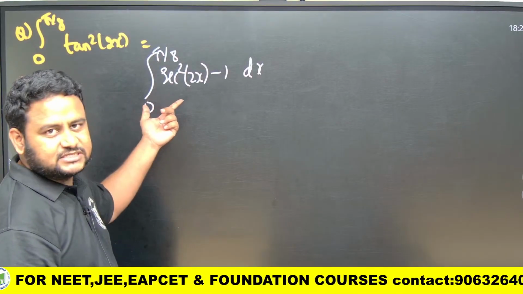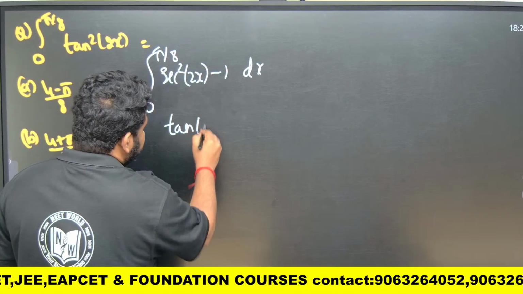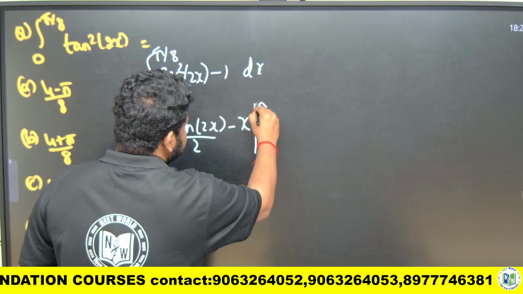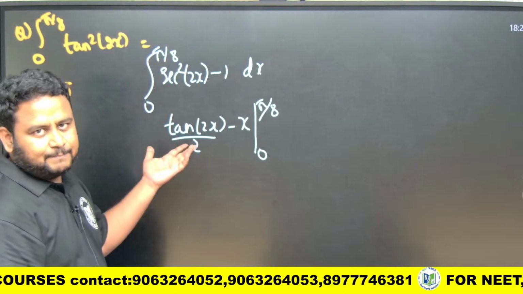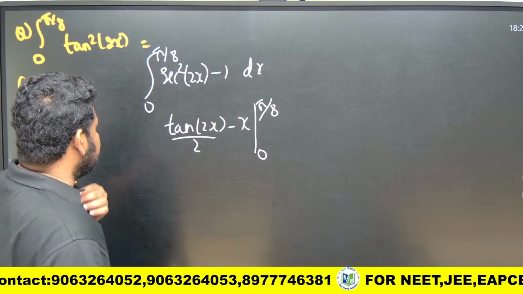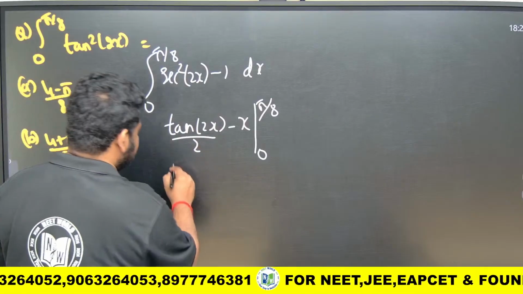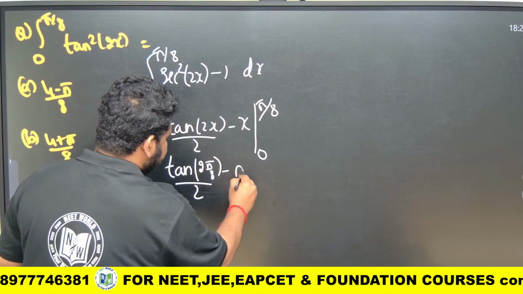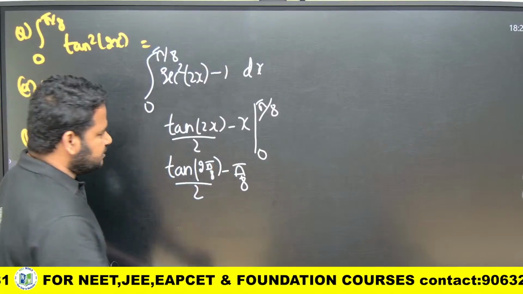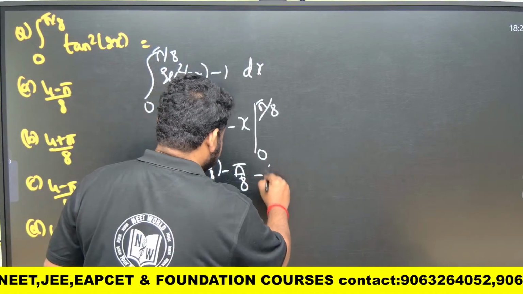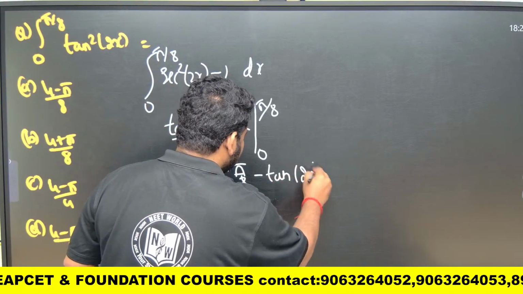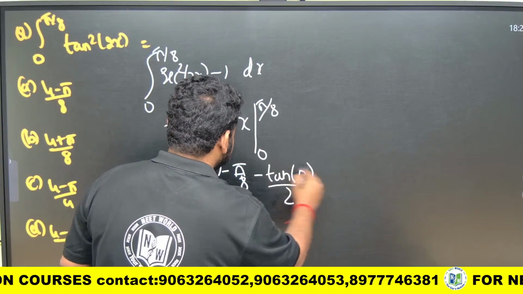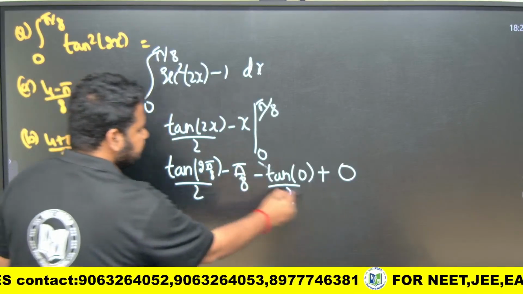So the integral of secant square 2x is nothing but tan 2x, but since 2x is there, I have to divide by 2, minus the integral of 1, which is x. We have to write the upper limit and lower limit, that is 0 to pi by 8. Now just apply the upper limit and lower limit. Tan 2 times pi by 8, that is tan pi by 4, divided by 2, minus pi by 8. Now if I apply the lower limit, this will become minus tan 0 by 2, minus into minus plus, this again will become 0. This entire thing will become 0, nothing to worry about that.